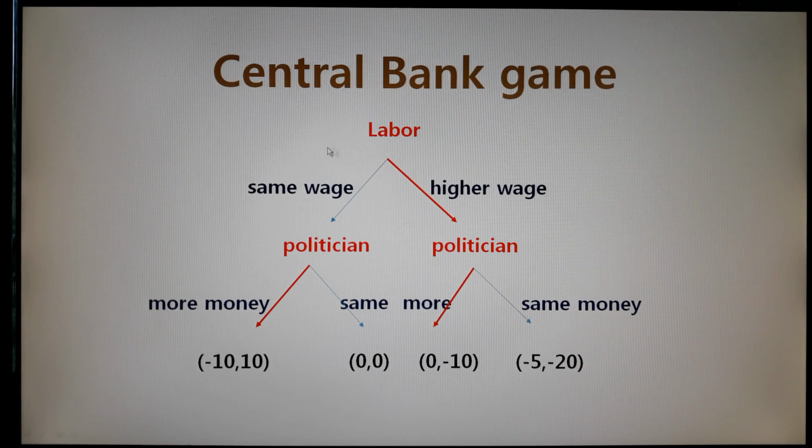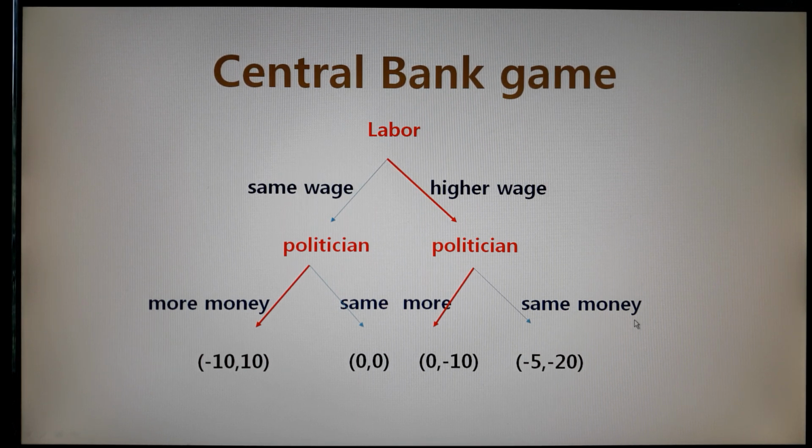So that is labor's situation. They want to increase their wage about the same thing. So 10% increase of the wage, 10% inflation, 0% increase of wage, 0% inflation kind of thing. What about politicians? Politicians, the worst thing is the wage goes up, but the inflation does not.